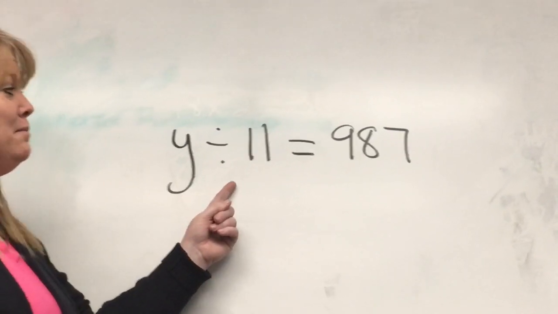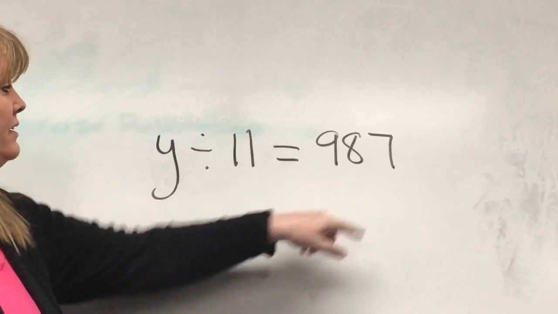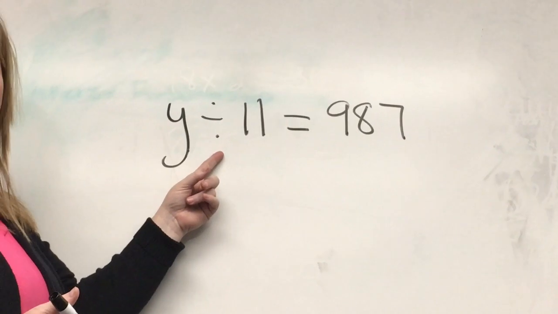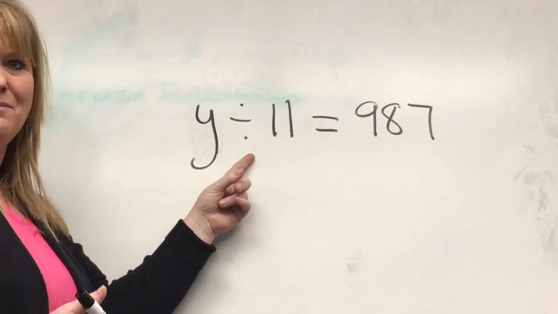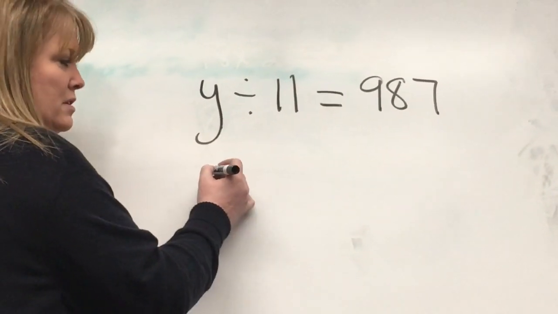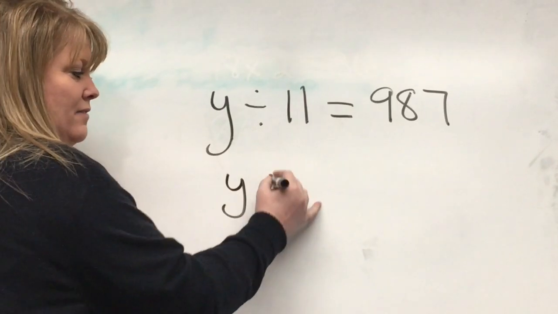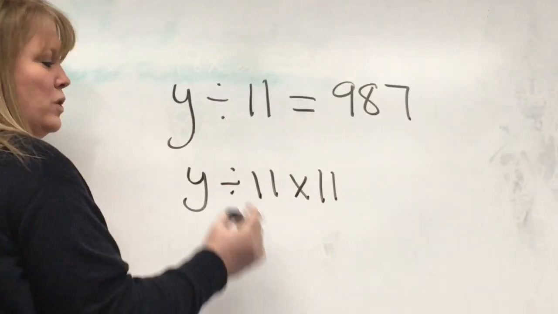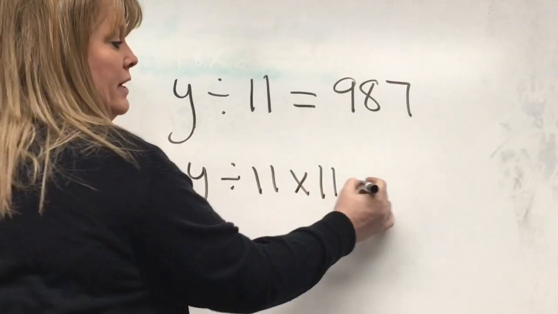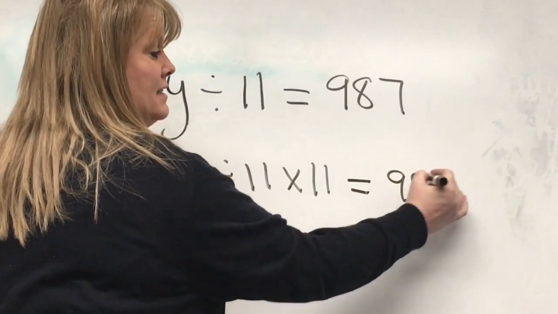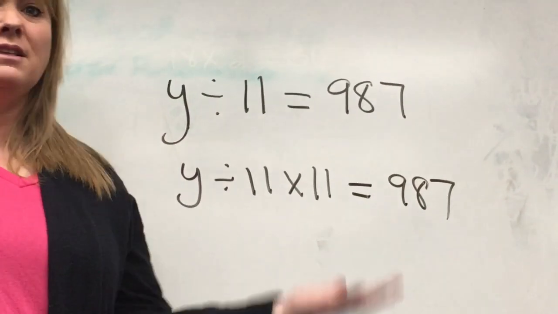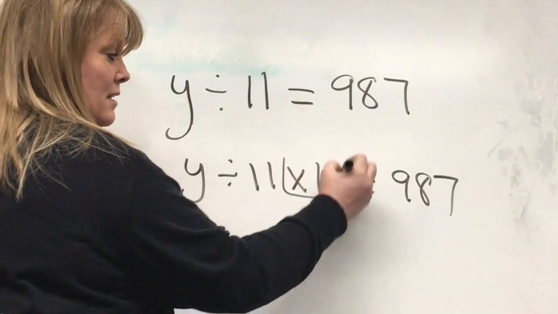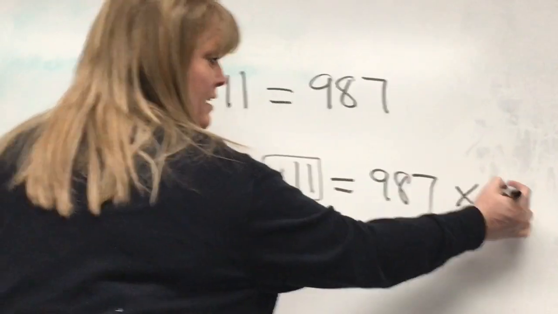y divided by 11 equals 987. I know the inverse, or the opposite, of divide is times. So I've got y divided by 11 times 11, which we know those will just cancel, equals 987. And then we want to keep our balance, our balance of equality. What I do to one side, I have to do to the other side.